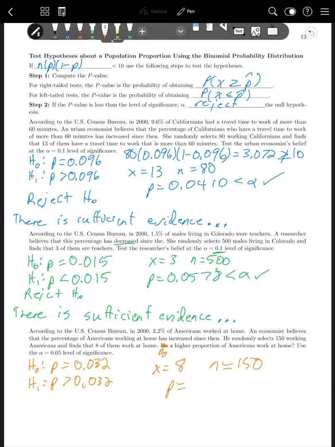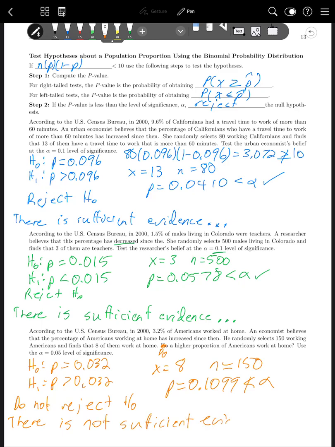Okay, so P equals 0.1099. That is not less than or equal to alpha. Not less than alpha. So therefore, we do not reject H naught. And we cannot say there is sufficient evidence to suggest that the proportion of Americans working from home has increased.